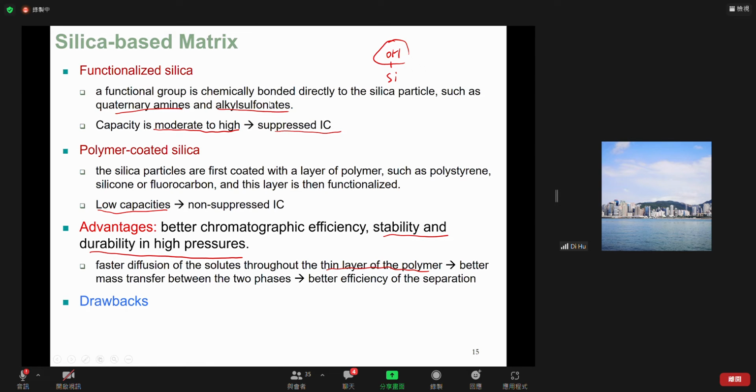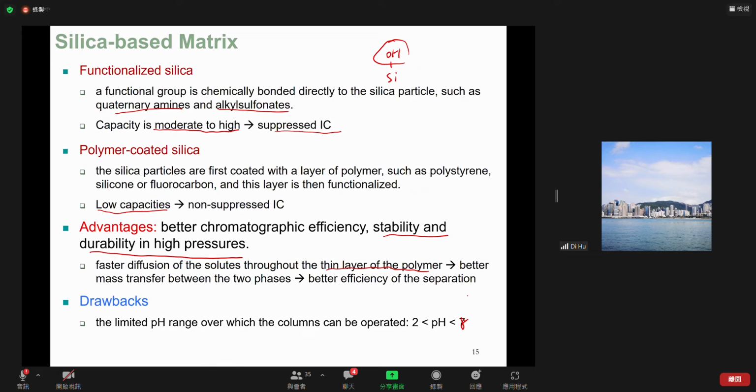So what is that severe drawback? It's that it cannot tolerate very acidic or very basic environments. It has a very limited pH range over which the silica column can be operated. Normally it is from 2 to 8.